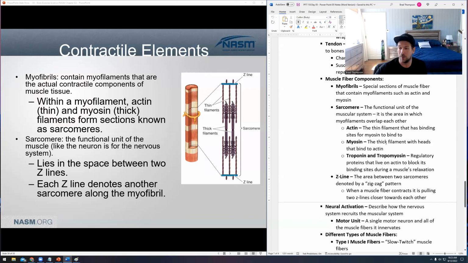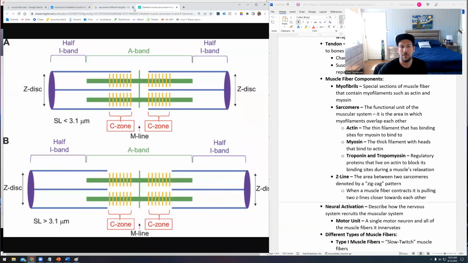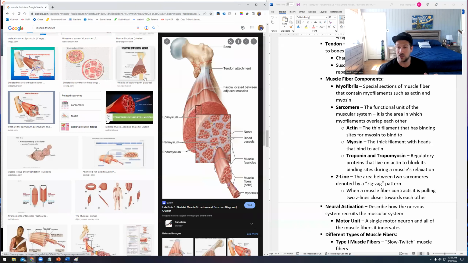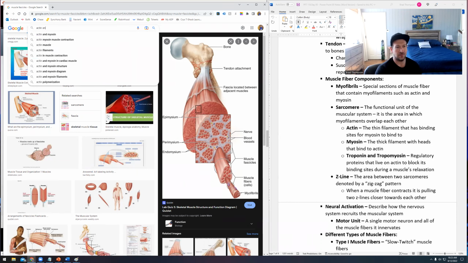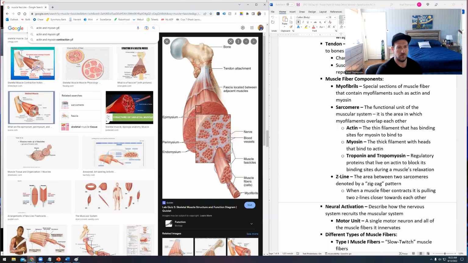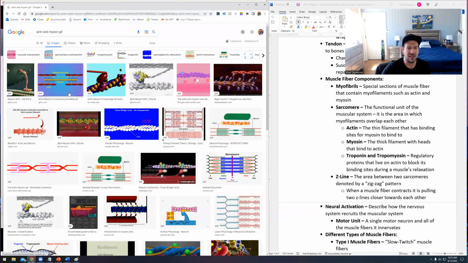Now, obviously, we need to be able to relax our muscles as well. And so troponin and tropomyosin are the little protein blockers. Their job is to go in and cover up the actin strand so that myosin can't reach up and grab it, right?